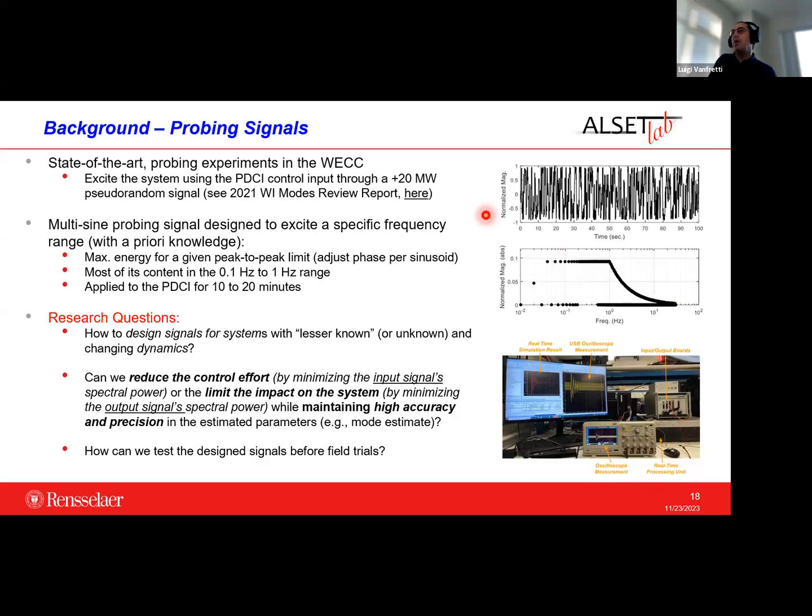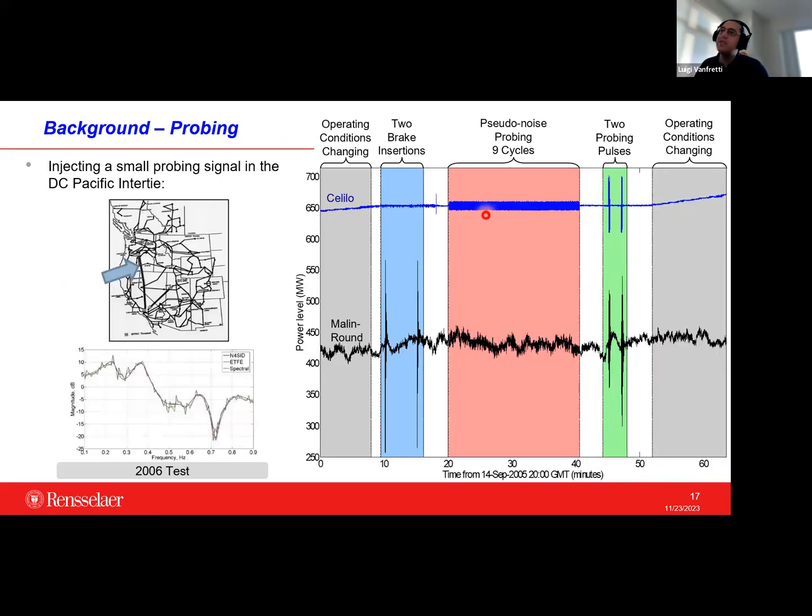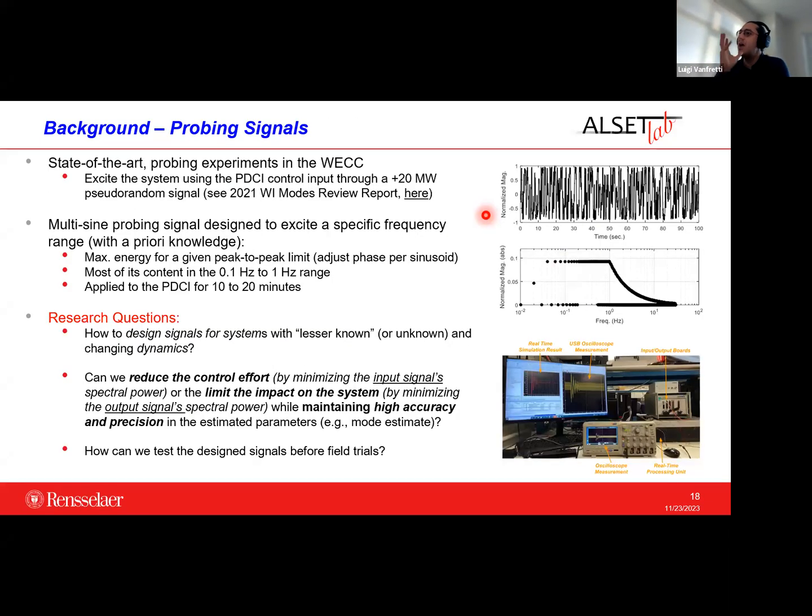So these people have been doing this since the 90s. So they have a good idea of what the system looks like, what the dynamics are. So the question is, how do you design these signals for systems with lesser known or even unknown dynamics and changing dynamics?